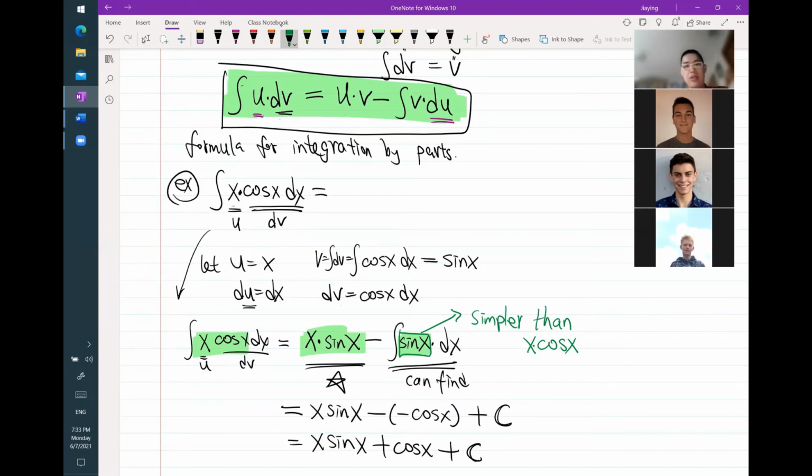So that's sort of the benefit of this integration by parts. You take something complicated, you apply the formula, you get one term perfect, the other term, it's simpler. And then you might have to repeat that process a couple of times.